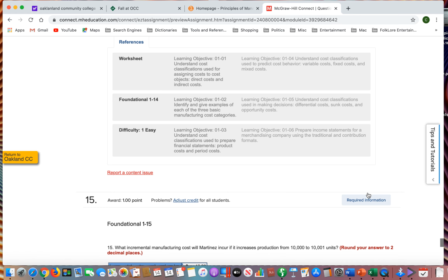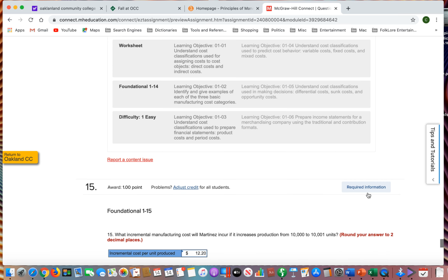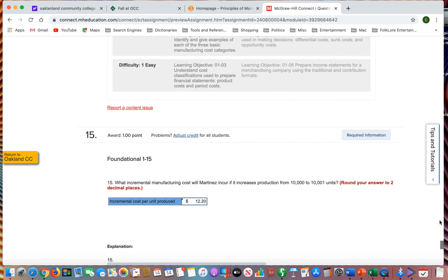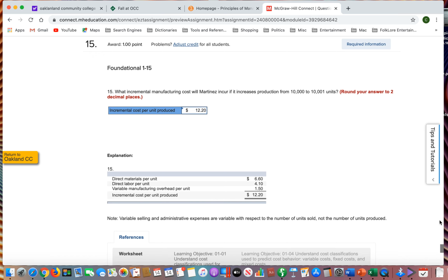If you increase production by 1 unit, what's the incremental manufacturing cost? $12.20. Why? Because what goes up? Variable goes up. And so fixed is going to be the same. So here you got all your variable costs right there, $12.20. So for each additional unit produced, you incur another $12.20 worth of cost.